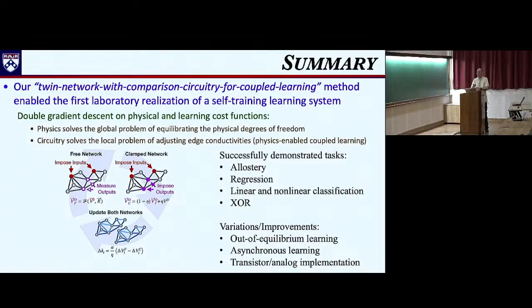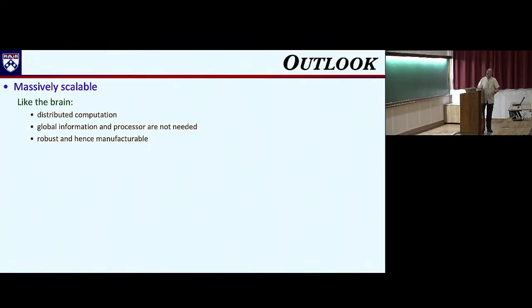All right, so we demonstrated a bunch of different tasks. So the voltage divider and more complicated allostery tasks, regression, linear and nonlinear classification, and XOR with our other versions. And there's lots of interesting variations to think about that help us build our intuition about how these things work and what they can do and what the limitations are and how to program them and construct them and so forth. So that's cool. And the outlook is that these things are actually massively scalable.